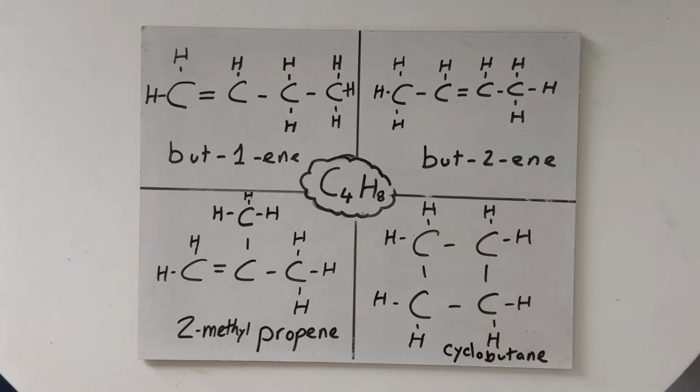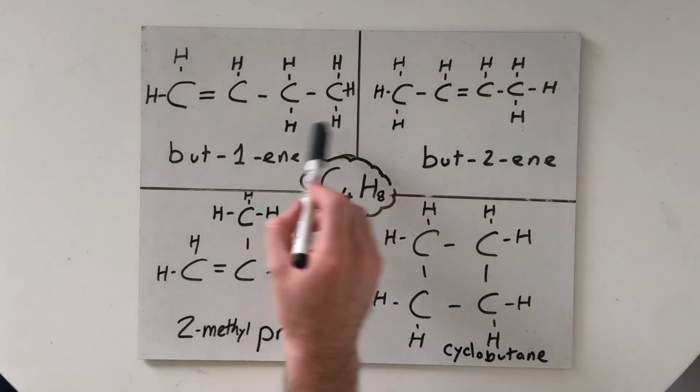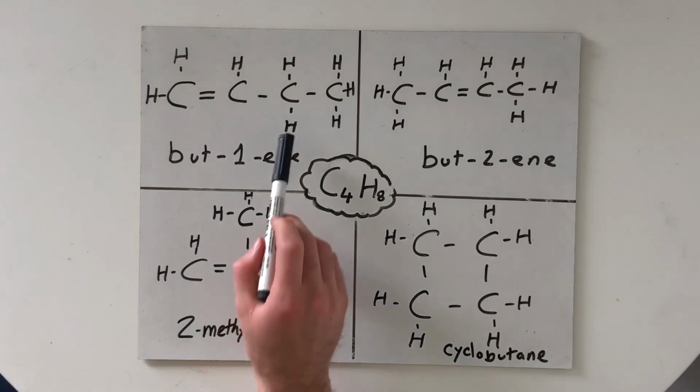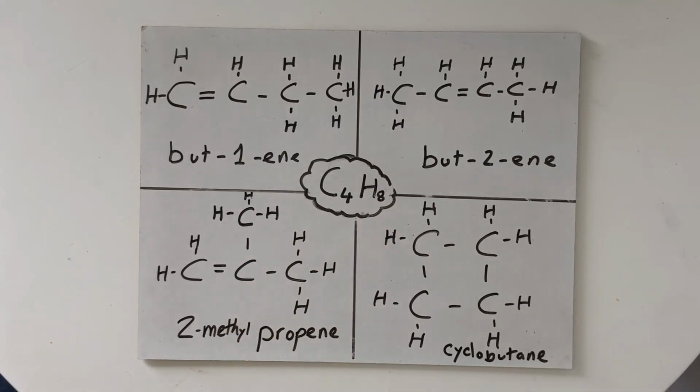Okay, so how do we test between these different molecules in a lab to determine what molecule we have in front of us? Let's say you had a test tube that said C4H8 on it. How would you know which one is which? So what you would test for is you would test for saturation using bromine water.